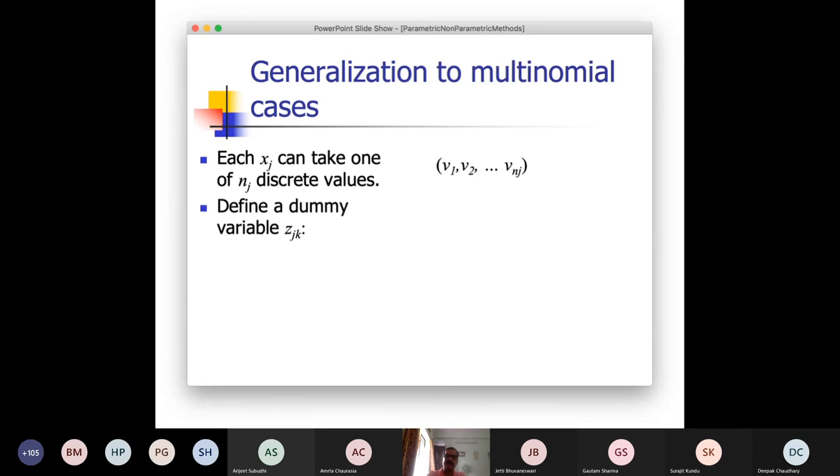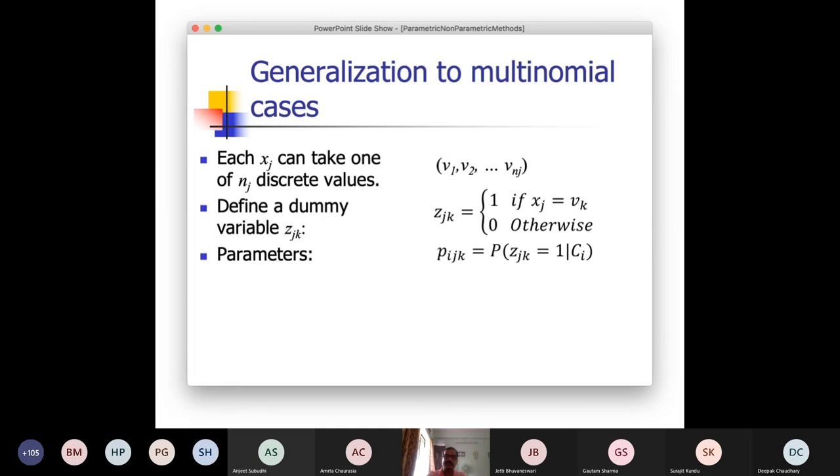Now this also can be generalized for multinomial cases. Multinomial in the sense that I have considered a Bernoulli random variable for each attribute. Instead of that, I extend it for k outcomes. Instead of 2 outcomes, I can extend it to k outcomes, and in the same way as we discussed earlier, we use a dummy indicator variable there. The indicator variable in this case is z_jk.